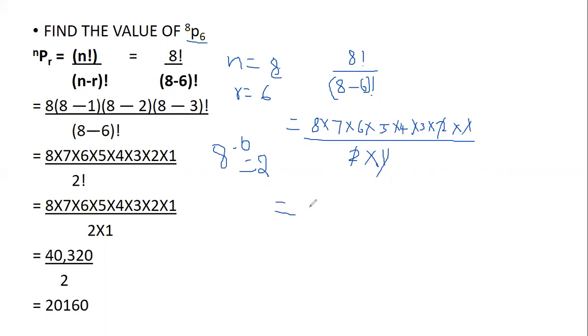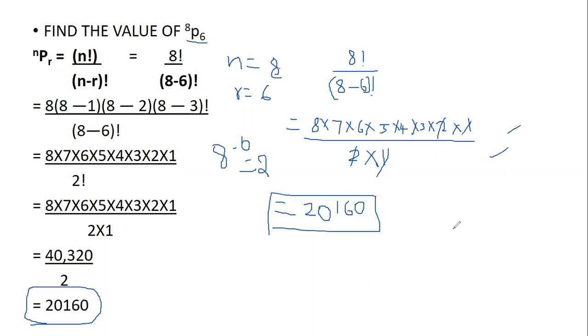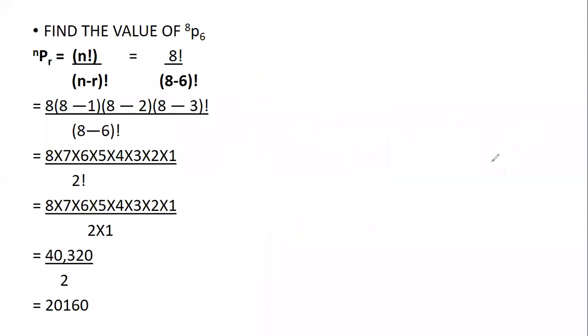Now if you multiply, what will be your answer? 20160. Good. Even if you do the whole procedure, you're going to get the same answer, that is 20160. Or if you cancel the numbers and then multiply, then also you will get the same answer. Understood? Clear? Okay. Now let us go for the next problem.